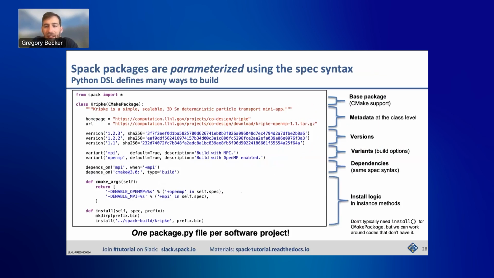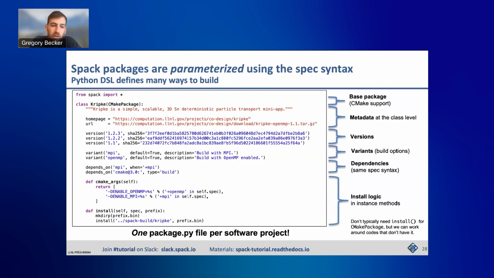The Spack packages are also parameterized. For every package in Spack, there is one package.py file. And that is an important distinction for understanding this, because where other packaging systems might have a recipe for building Kripke on X architecture or with X compiler, Spack has one recipe that is fully parameterized by all of the options that go into building.